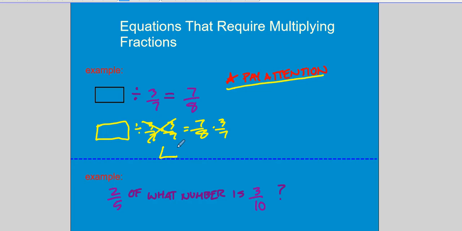So I'm left with box equals, the 7's here cancel. That's 7 divided by 7 is 1. 7 divided by 7 is 1. That leaves me with just 3/8. And my answer is box equals 3/8.